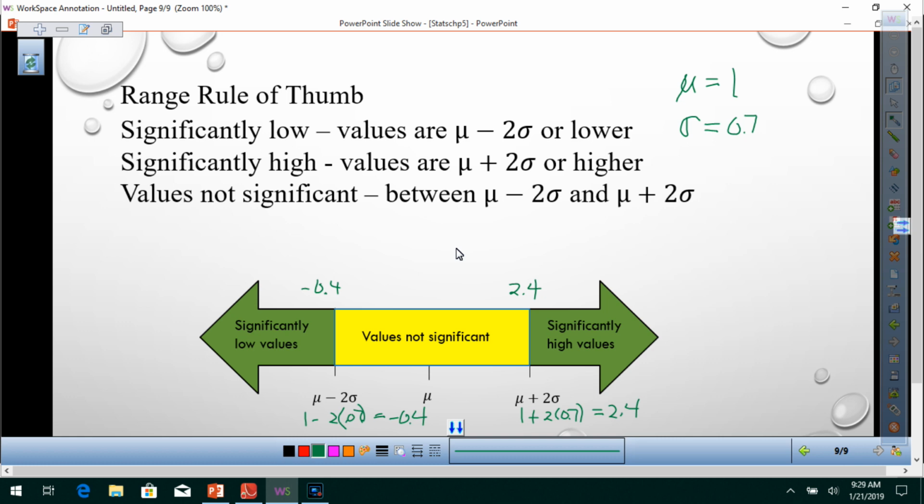So I don't think it would be unlikely to get 2 heads, because 2 heads, that would be 2. This is 2.4. So getting 2 heads in this case would not be significantly high.